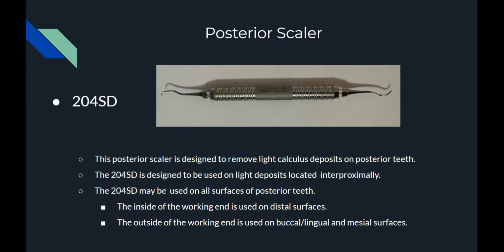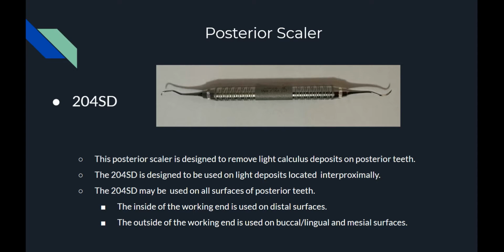Posterior scaler. This double-ended posterior scaler has mirror image ends on each end, the 204 SD. This posterior scaler is designed to remove light calculus deposits on posterior teeth. The 204 SD is designed to be used on light deposits located interproximally. The 204 SD may be used on all surfaces of posterior teeth.